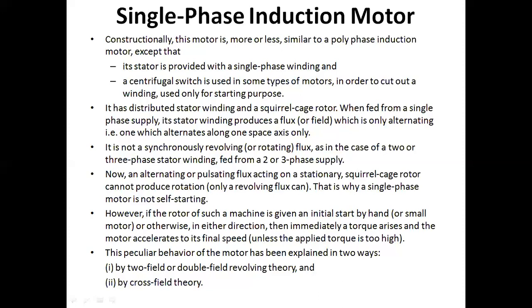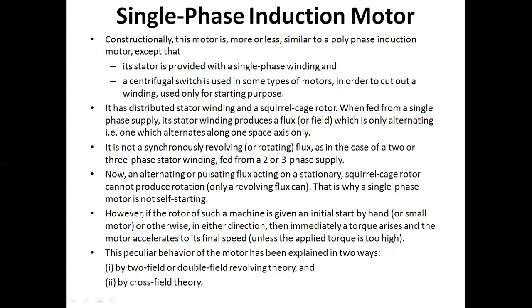Now it has a distributed stator winding and a squirrel cage rotor. For the three-phase there was a three-phase winding, but here we have a distributed stator winding and a squirrel cage rotor. When fed from a single-phase supply, its stator winding produces a flux or field which is only alternating, that is, one which alternates along one space axis. It is not a synchronously revolving flux as in the case of a two or three-phase stator winding fed from a two or three-phase supply.